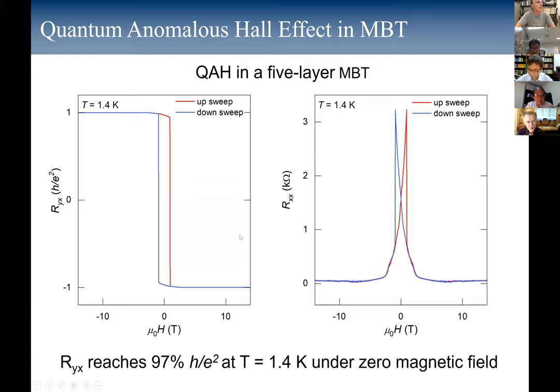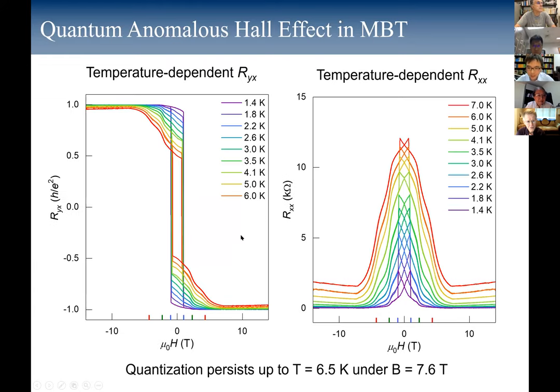So what's the energy scale of this quantum anomalous Hall effect? We can find out by raising the temperature and seeing the thermal fluctuation wash away the quantization in Rxy, and at the same time Rxx will become larger and larger.